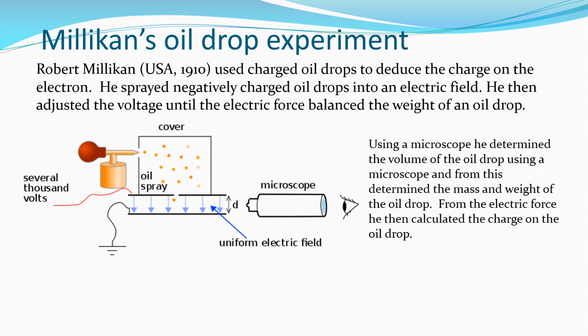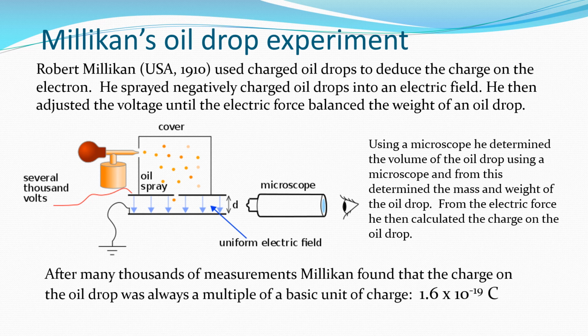So using a microscope, he determined the volume of the oil, and from this determined the mass and the weight of the oil drop. From the electric force, he then calculated the charge on the oil drop. After many thousands of measurements, Millikan finally found that the charge on an oil drop was always a multiple of a basic unit, which is 1.6 times 10 to the negative 19 coulombs.